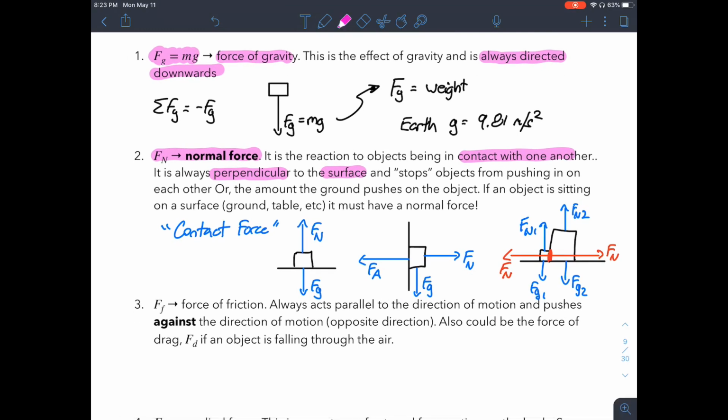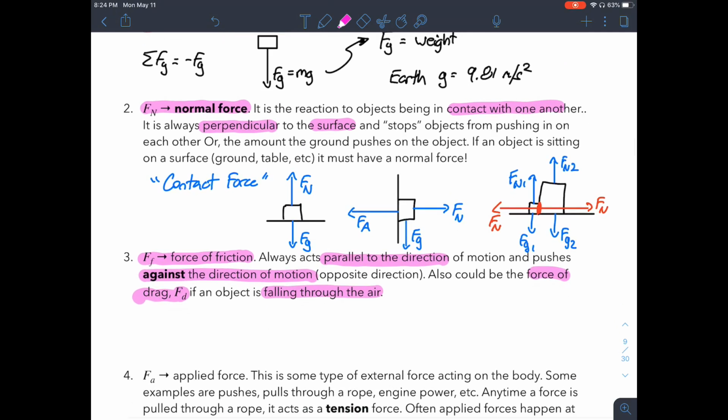The next one, force of friction. We're going to look at friction in more detail later, but this is always acting parallel to the direction of motion and always against the direction of motion, in the opposite direction, right? Friction never, ever, ever pushes things along. It is always slowing things down, resisting motion. If you have an object falling through air, friction is the force of drag, okay? Kind of FD, force of drag. We're not going to see it too much, but really friction is just anything that resists motion.